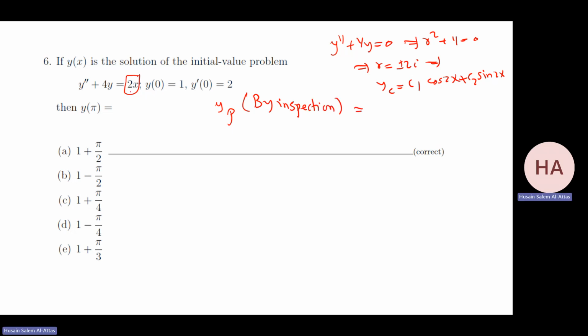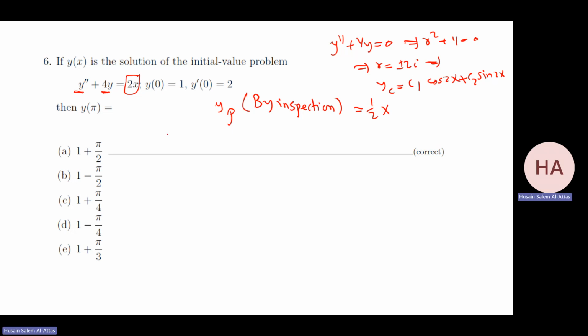Yp by inspection equals what? I need to multiply. It's ax, so y double prime will be 0. So I need 4a equal to 2, so a equals half. So that will be x over 2, half x. And you can check it easily. Since you have half x, the second derivative will be 0, and 4 times half x will be 2x. So that will be the answer. Or you can do it using the undetermined coefficient method.